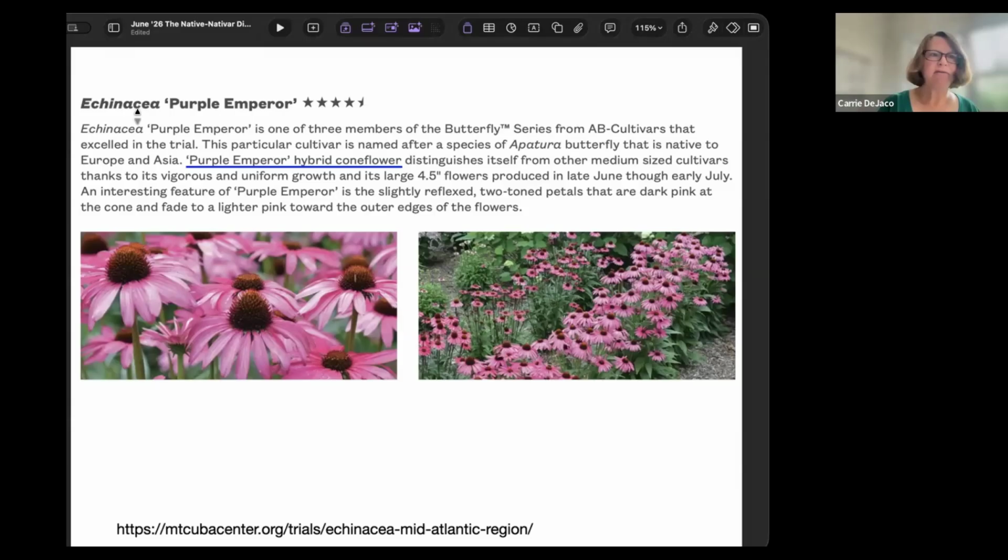So this is not an Echinacea purpurea hybrid. This is simply some sort of Echinacea, and it's a hybrid of that, or a hybrid of that and a cultivar. And because we believe these species are native to our area, we could consider that a nativar.